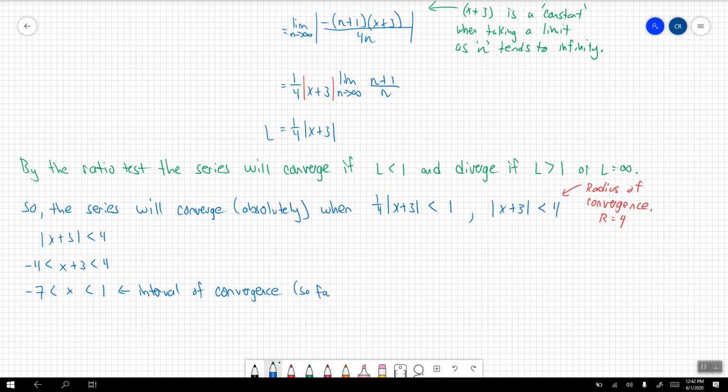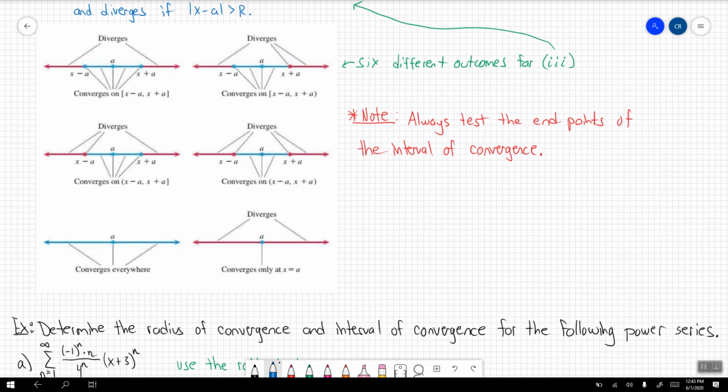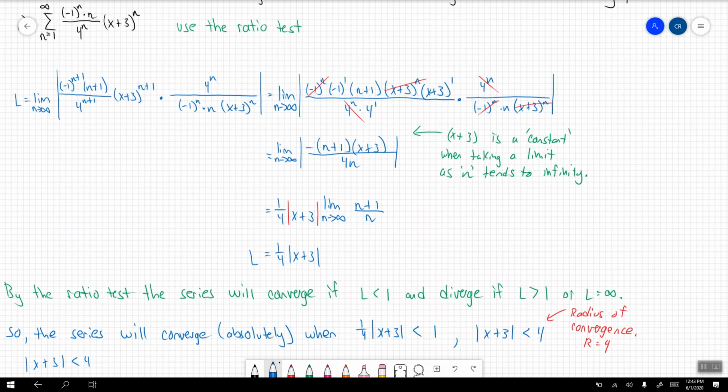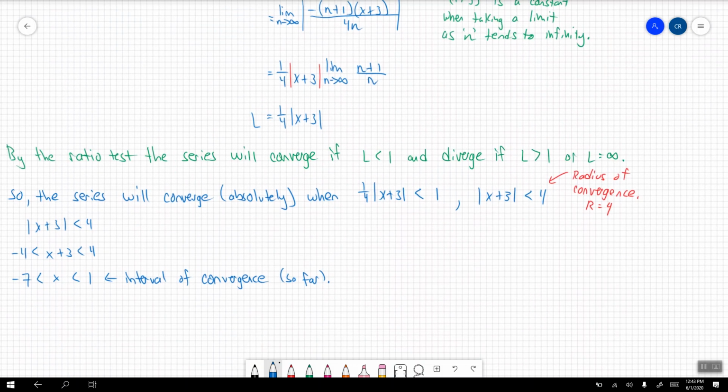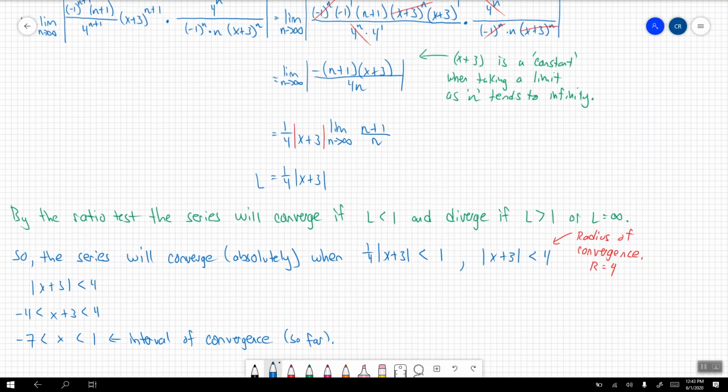So far. Now, I said so far because at this point, remember what I said in your important note right up here. Look at the note in red. It says, note, always test the endpoints of the interval of convergence. Well, if we have the endpoints of the interval of convergence, we need to test the endpoints. Now, you might be saying, Mr. Castro, why do we need to test the endpoints?